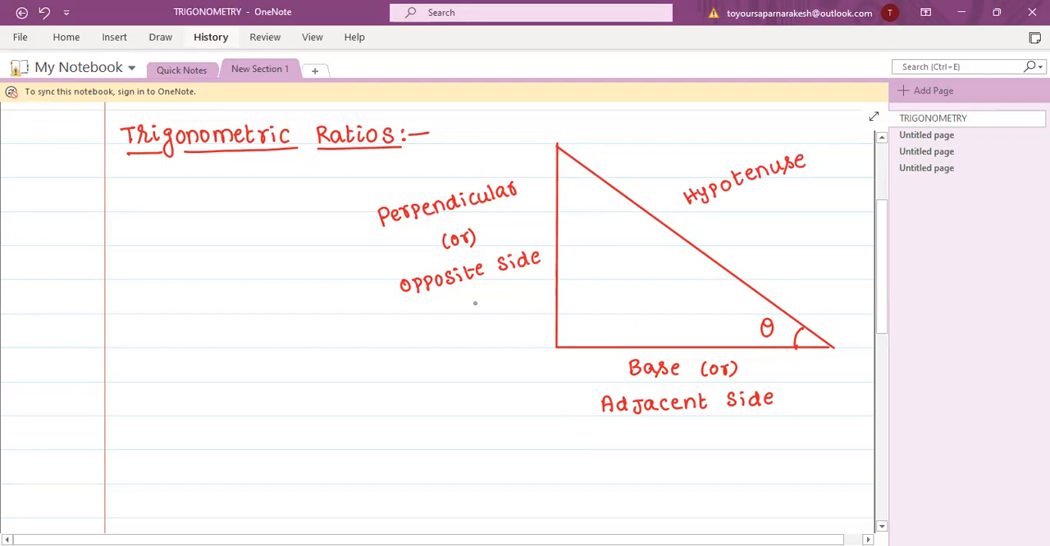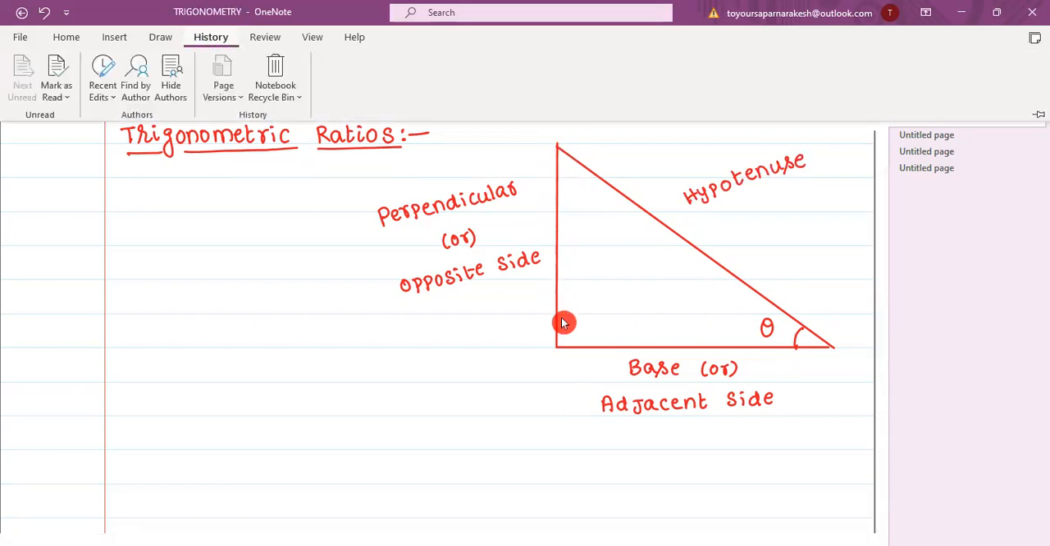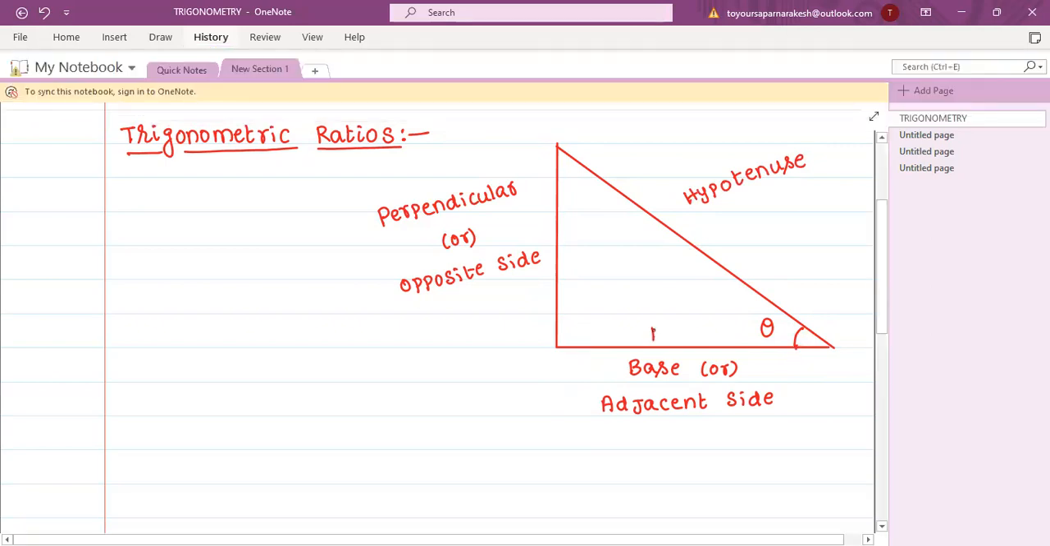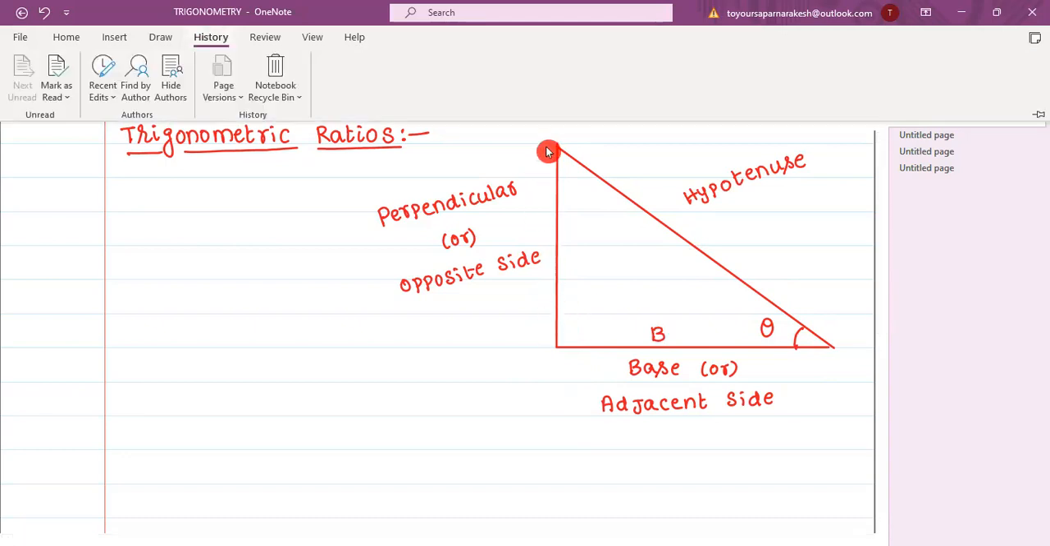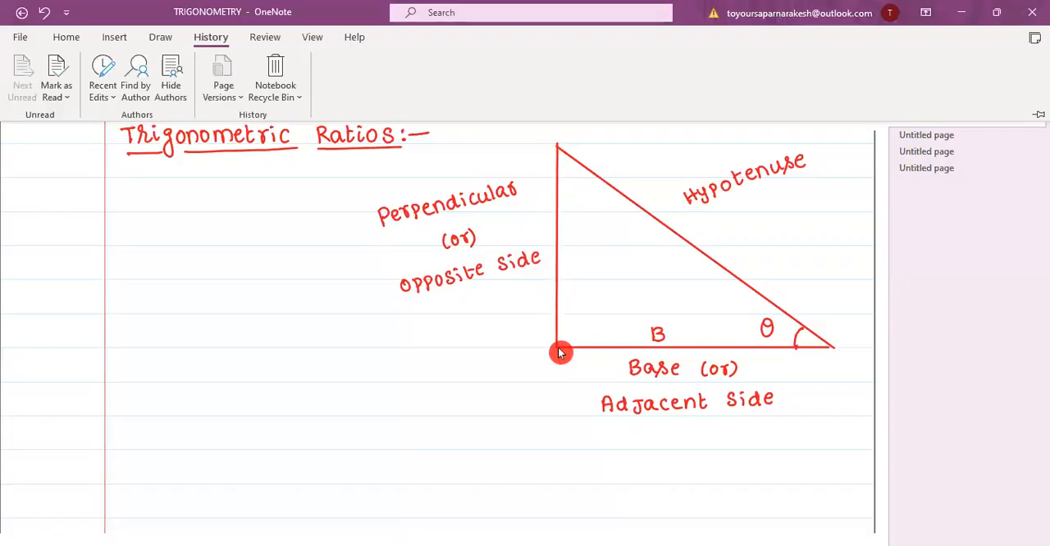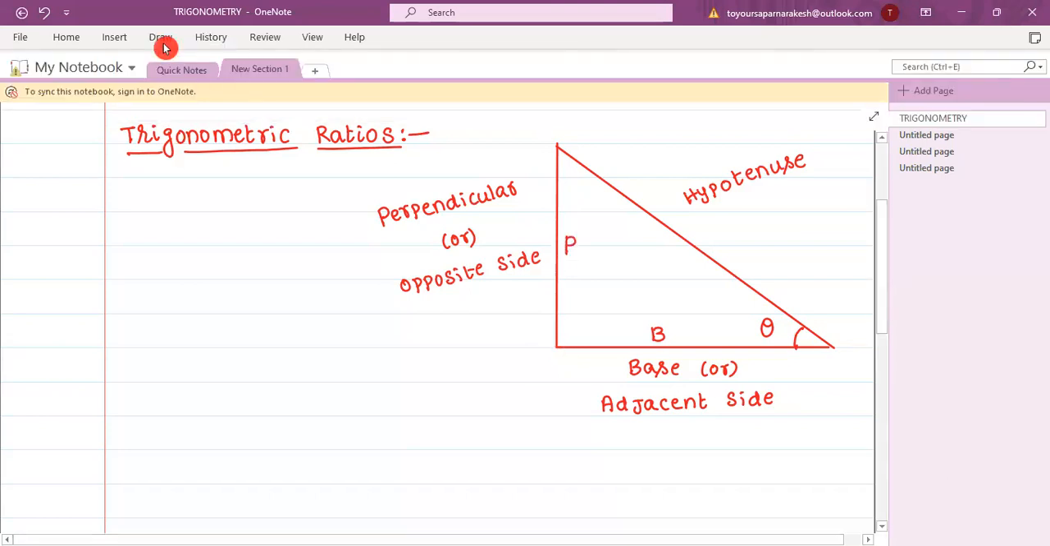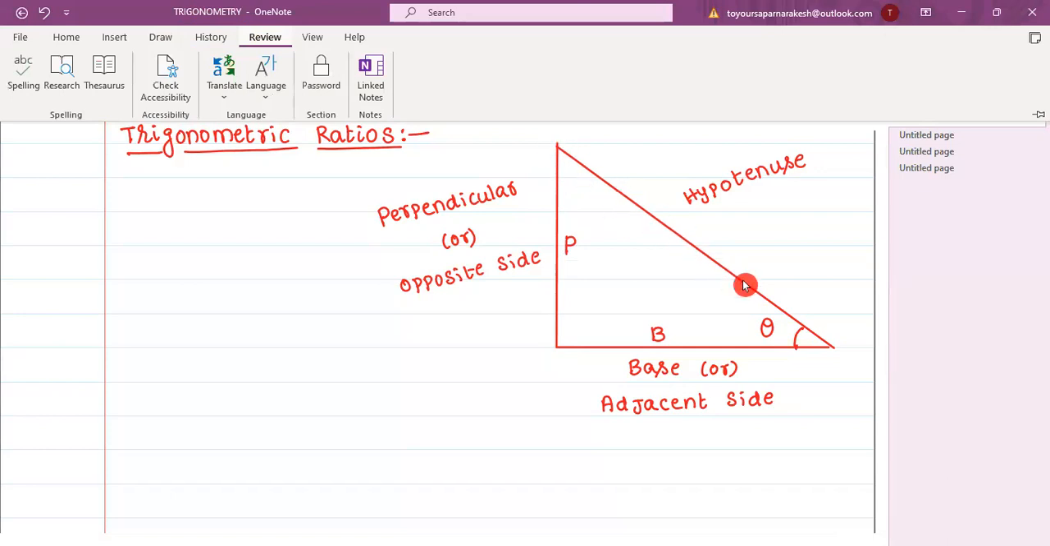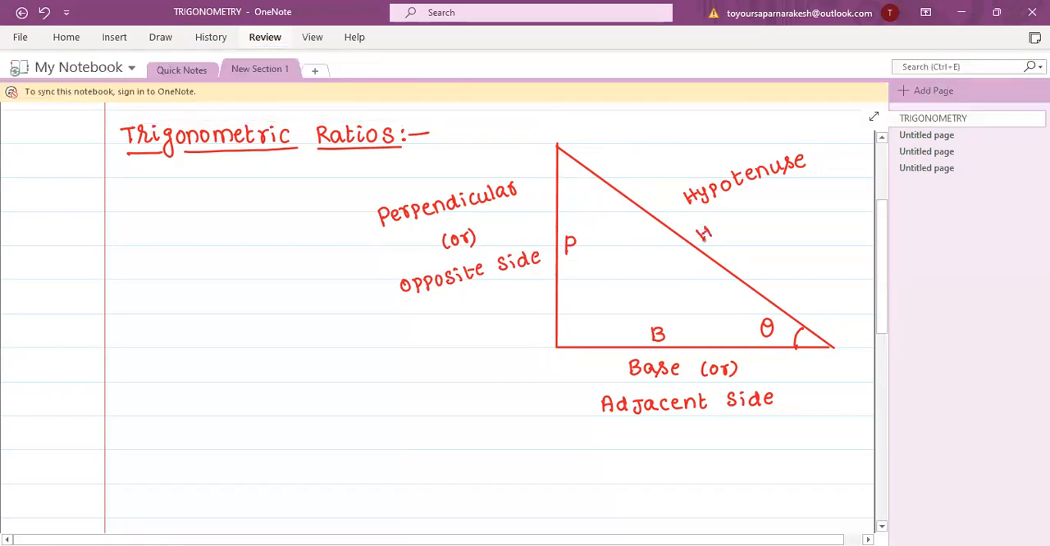For example, in this right angle triangle, let the base length be B. The perpendicular length, let it be P. And the length of the hypotenuse, let it be H.